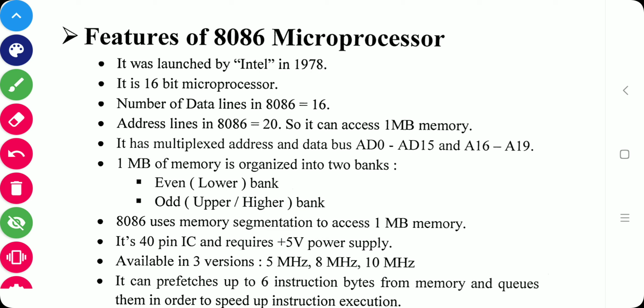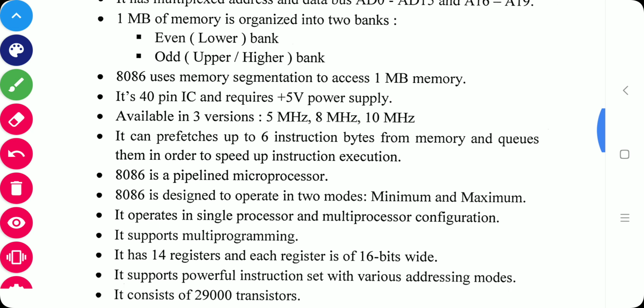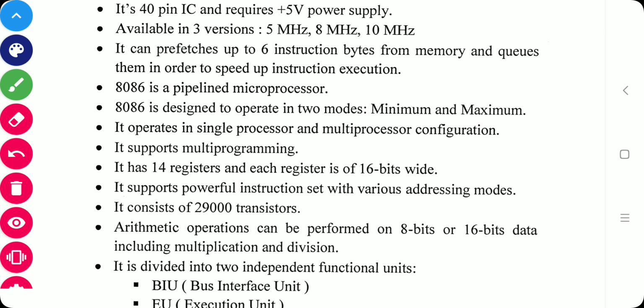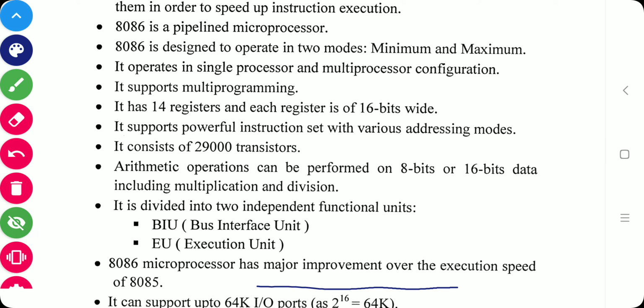The 8086 has a 6 byte instruction queue which prefetches the instructions that are given to the execution unit. So 8086 has a 6 byte instruction queue. Then the 8086 is a pipeline microprocessor, which means the output of the first unit is given to the input of the second unit.